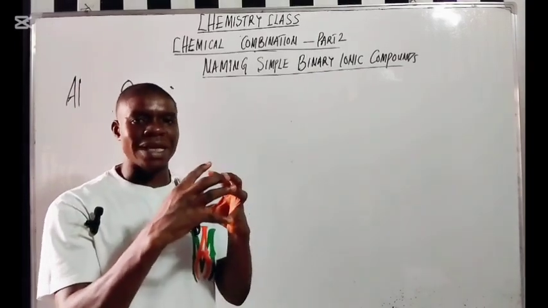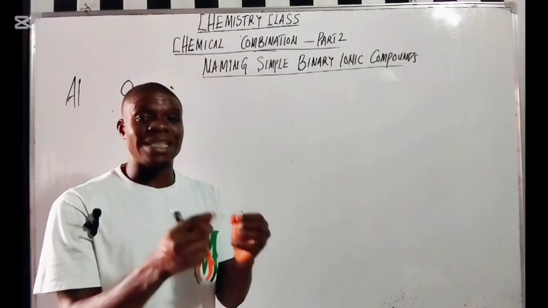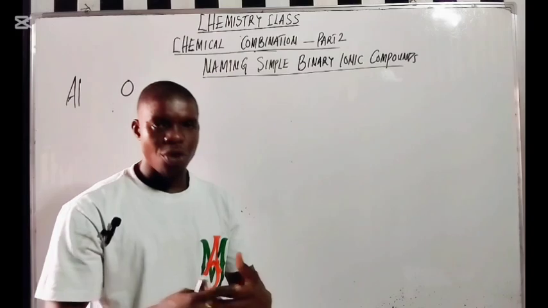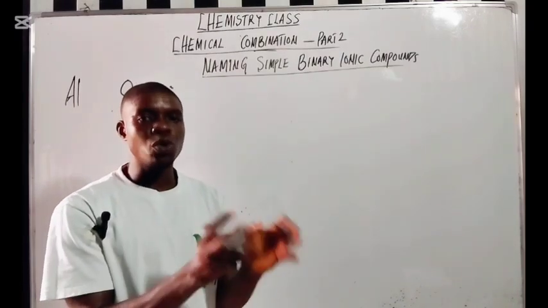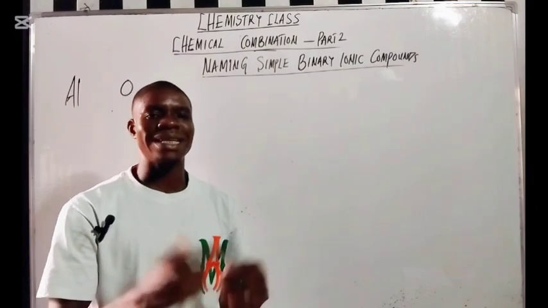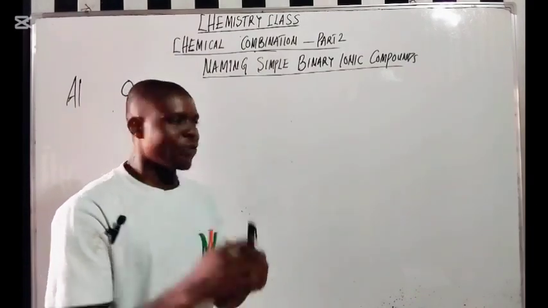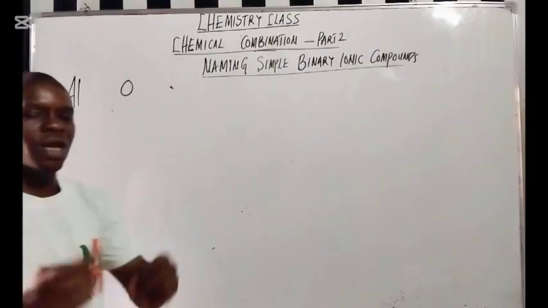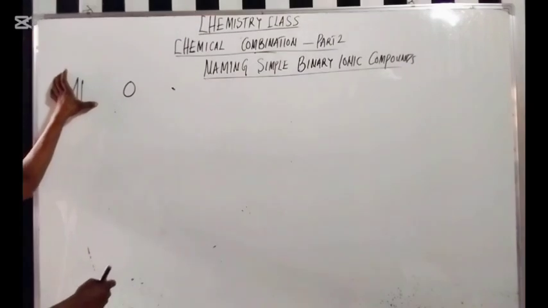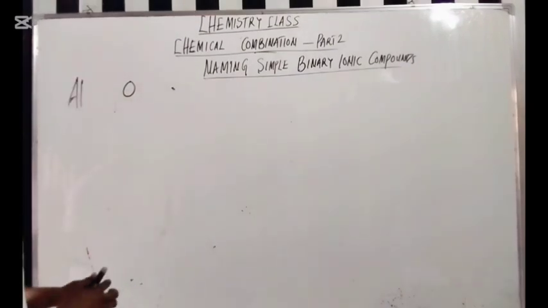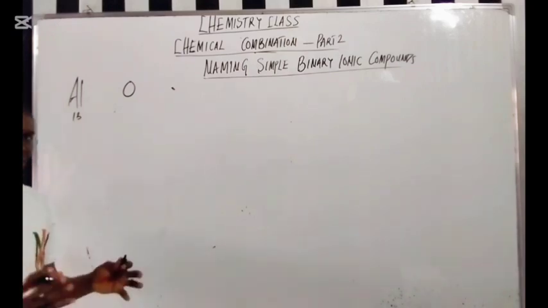And when they combine together, they want to obtain the octet of electrons. So they obey the octet rule. Now, what is the octet rule? The octet rule states that atoms will lose or gain electrons in order to obtain the 8-electron configuration in the atom's shell, right? So, for example, let me give you a brief explanation on this here. If you look at aluminium, the electron number is 13.